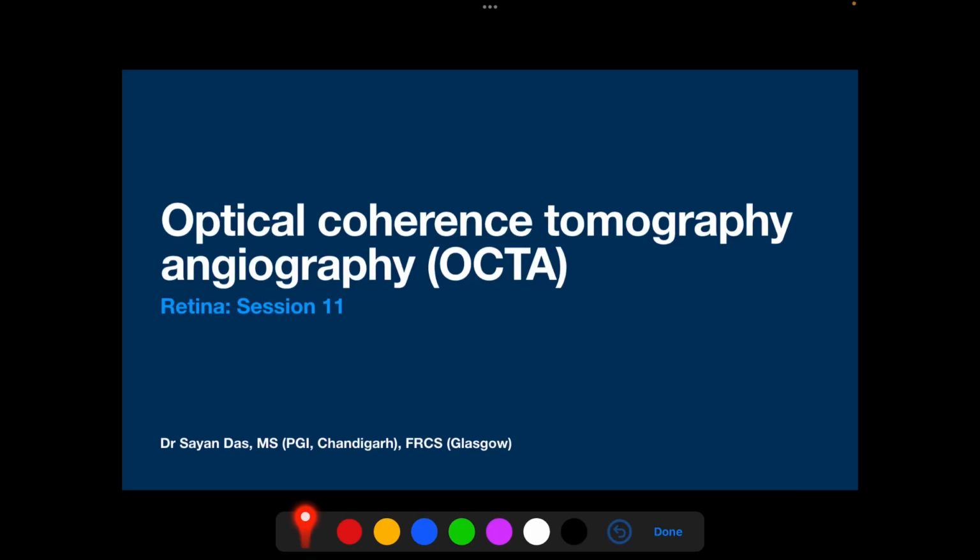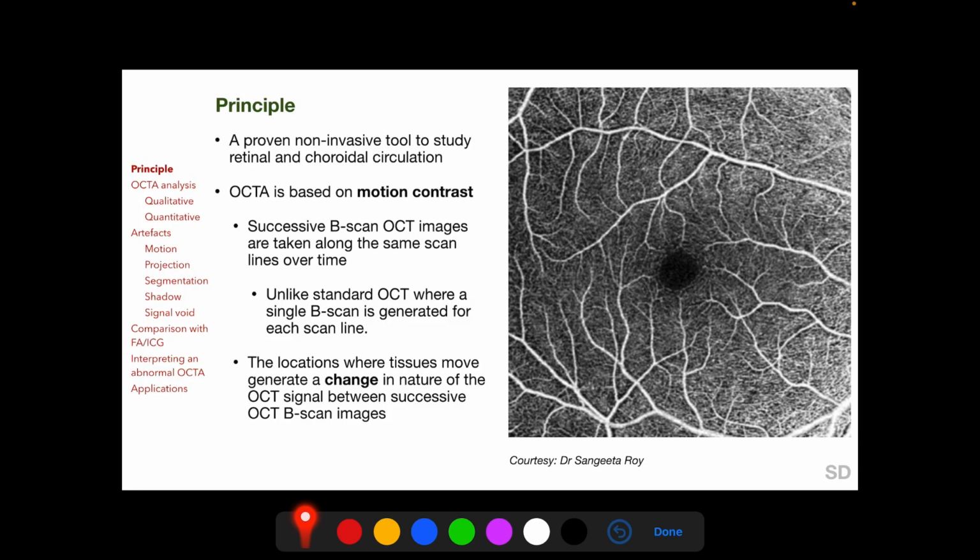Welcome. In this session, we'll be discussing the principles of optical coherence tomography angiography, or OCTA, and describe the findings on OCTA in a normal eye. We'll be describing the abnormal findings on OCTA in different retinal and choroidal diseases when we discuss those disease entities separately. OCTA is a proven non-invasive tool to study retinal and choroidal circulation.